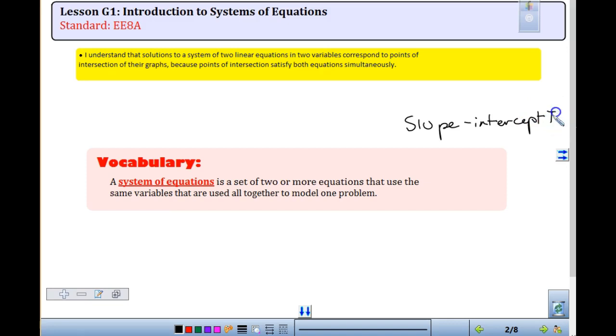So, slope-intercept form is looking, Logan, like what? Y equals mx plus b.